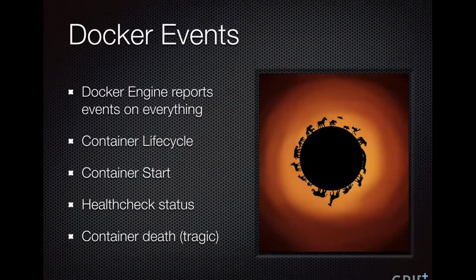What are Docker events? Docker events is an API that the Docker engine exposes, which basically gives you a message about every single thing that the Docker engine does. For those of you who aren't as familiar with Docker, the Docker engine is basically the server process that manages everything that goes on your Docker host. And for us, the most important stuff is pretty much the container lifecycle, or in other words, the container circle of life: start, health check.